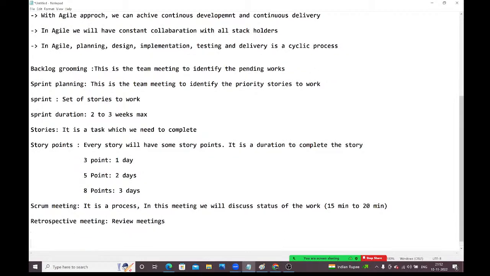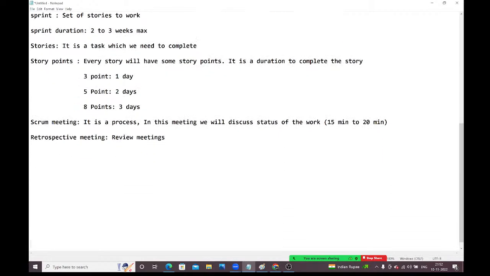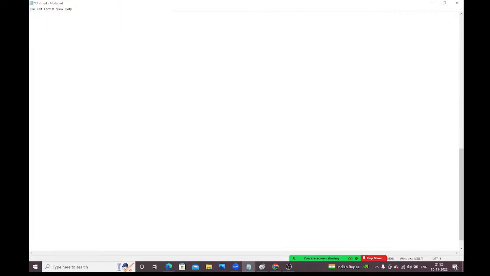Okay. So in this Agile plan, who will be involved? Who will be involved, guys? Observe carefully, guys. When we are working with Agile, all these people will be involved in the Agile plan, guys.